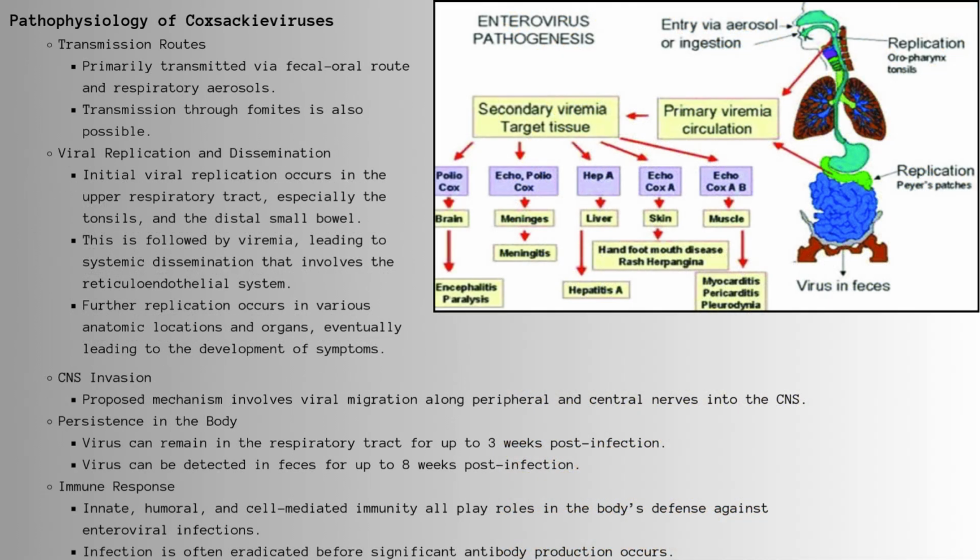Pathophysiology. Transmission: the primary modes are via the fecal-oral route and respiratory aerosols, though fomite transmission is also possible. Replication and dissemination: the virus initially replicates in the upper respiratory tract and the distal small bowel, followed by viremia, which leads to systemic dissemination.